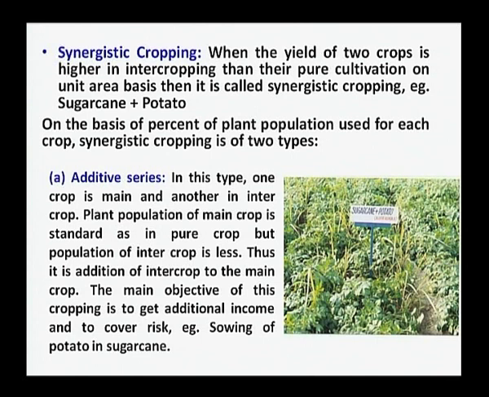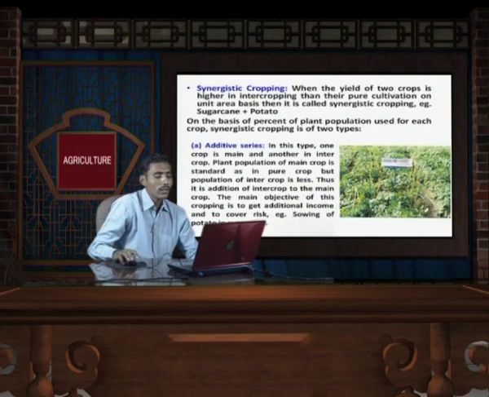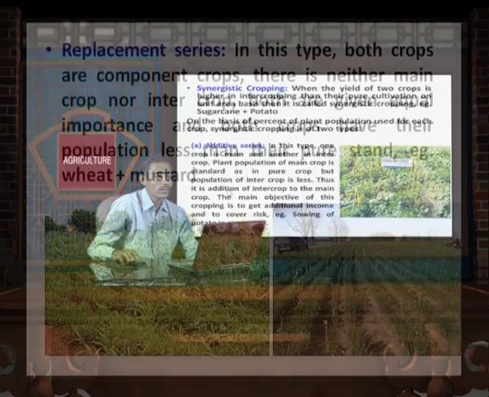The first one is additive series. In this type, one crop is main and another is intercrop. The plant population of the main crop is standard as in pure crop, but the population of the intercrop is less. Thus, it is the addition of intercrop to the main crop. The main objective of this cropping is to get additional income and to cover risk. For example, sowing of potato in sugarcane is an additive series of synergistic cropping.